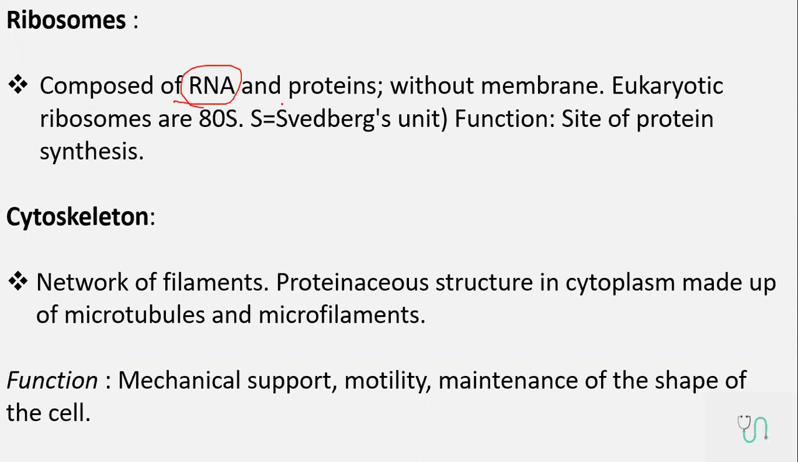Ribosomes are composed of RNA and protein without membrane. They are membraneless organelles. Eukaryotic ribosomes are 80S, but in an organelle within an organelle, that is inside the mitochondria and plastid, you will find the 70S ribosome also. They are the site of protein synthesis.